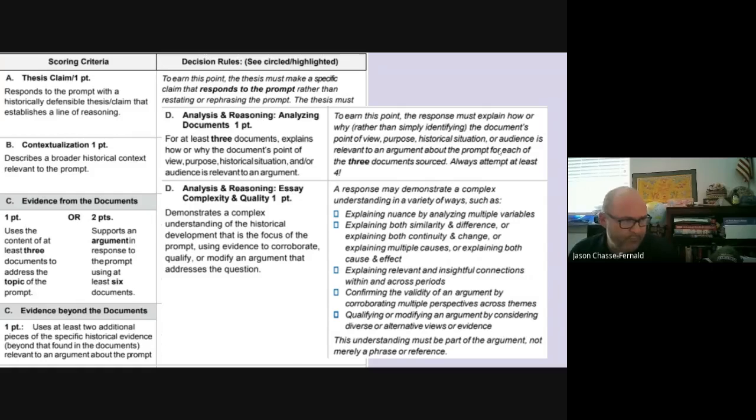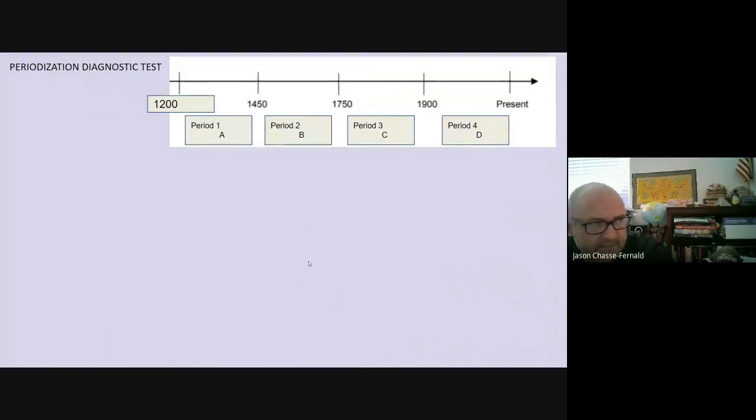All right, and then complexity, which we've talked about numerous times. So that's your basic rubric. In class, we went over the mock exam responses. They are on your Google Slides on Google Classroom, if you want to go over your responses for that.